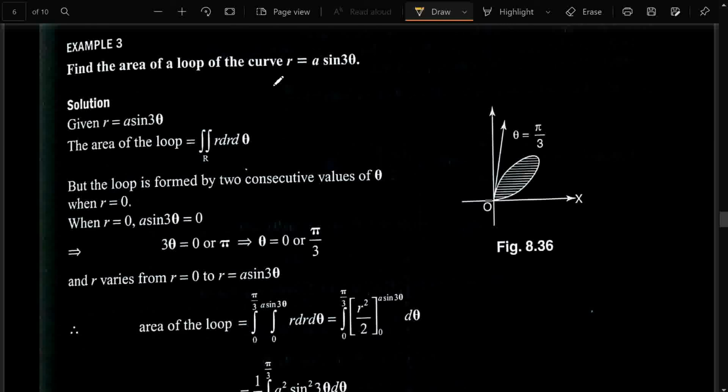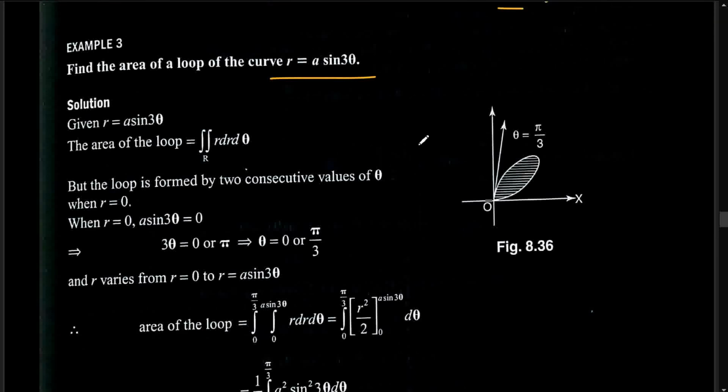Find the area of a loop of the curve r is equal to a sin 3 theta. So this is again about how to graph it. We can't know it without graphing. If we graph it, we can predict the theta, and we can get an idea only after graphing it. For that, you have to refer to a separate video, on how to graph a loop or a curve in polar form, so that you get an idea.